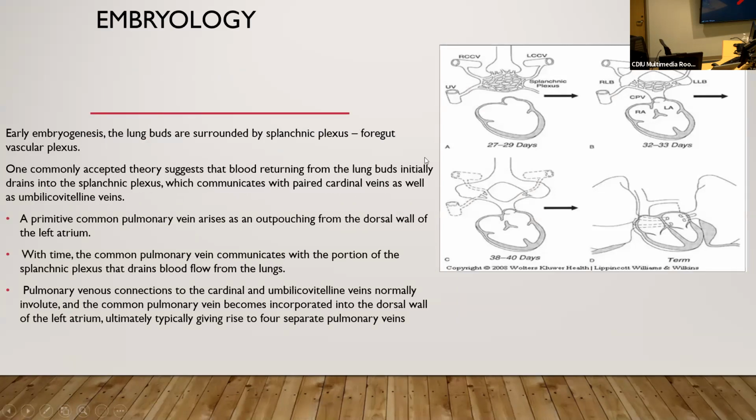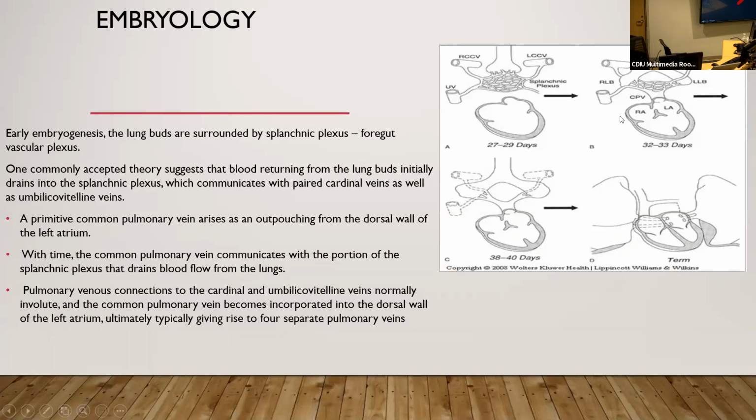So in early embryogenesis, which is around 27 to 29 days, the lung buds are surrounded by the splanchnic plexus, which is this plexus over here, which is the foregut vascular plexus. And there is one commonly accepted theory that suggests that blood returning from the lung buds initially drains into the splanchnic plexus, which communicates with paired cardinal veins as well as the umbilical vitelline veins. So you've got this right cardinal vein and the left cardinal vein and the umbilical vitelline vein.